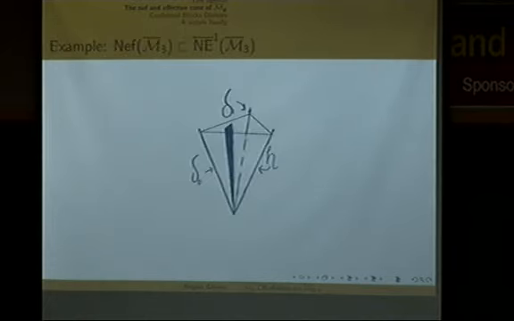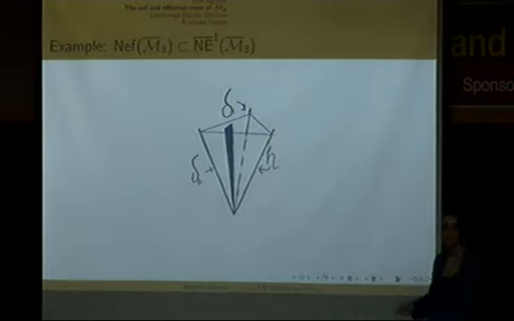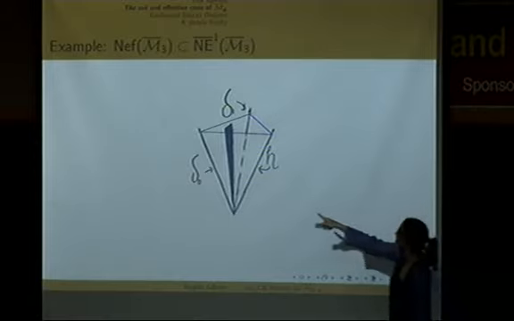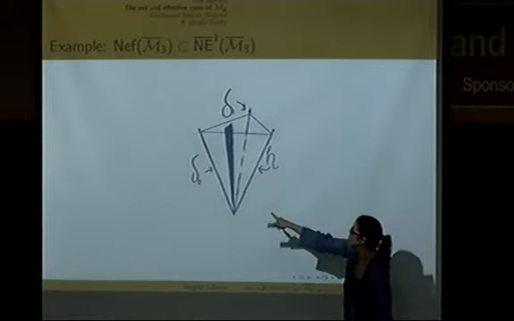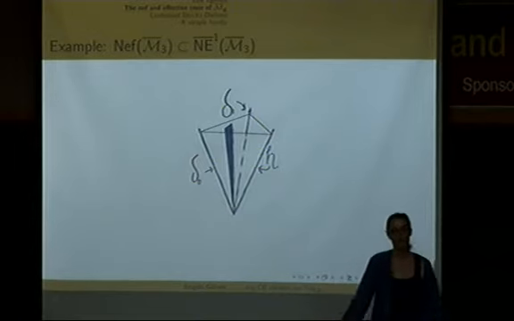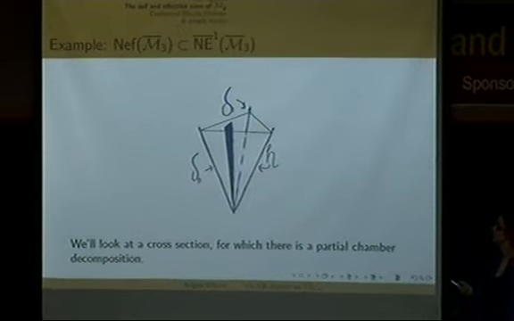So I've drawn a picture, I think, here. Now I've labeled the picture a little bit incorrectly. The back divisor, so this is a cone. It really looks like a cone in 3-space. The inside cone is the nef cone. And the outside cone has 3 generators. Delta 0 should be in the back, and delta 1 should be in the front. And this is the hyperelliptic locus. And we're going to look at a cross-section, which has a partial decomposition into chambers.